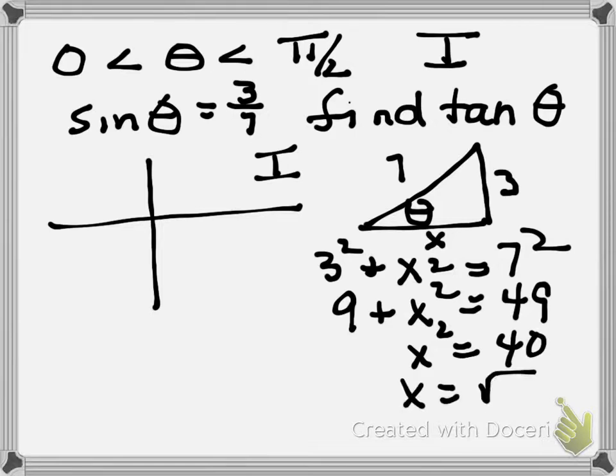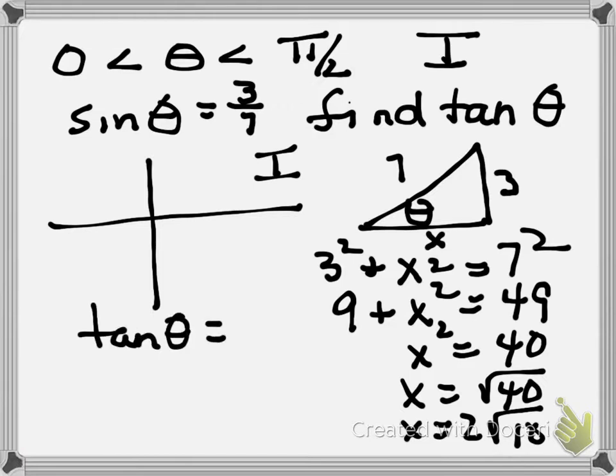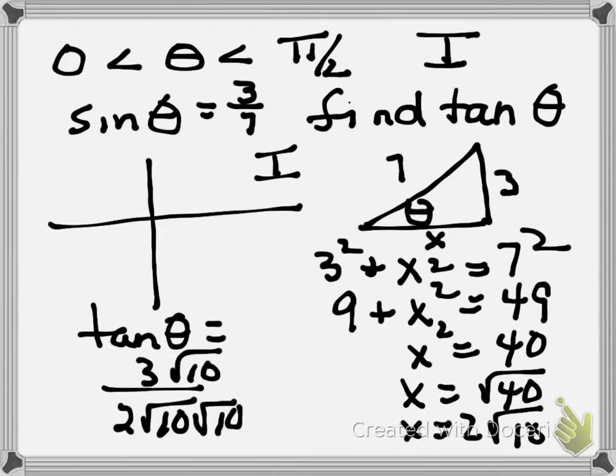X equals the square root of 40. In simplest radical form, it would be 2 square root of 10. The tangent is opposite over adjacent, so the tangent of theta is equal to 3 over 2 square root of 10. I can't leave a radical in the denominator of a fraction. This is multiple choice. So I'm going to look for 3 square root of 10, and the square root of 10 times the square root of 10 is 10, times 2 is 20.